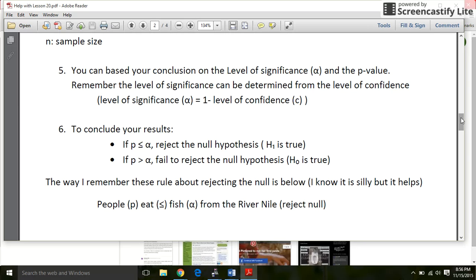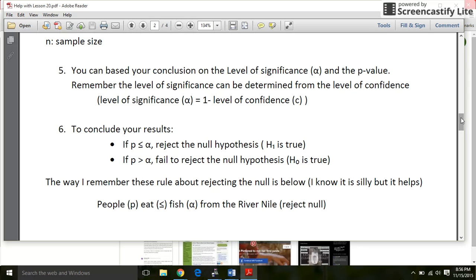If p is less than or equal to alpha, you reject the null hypothesis, which means the alternative is true. If p is greater than alpha, you fail to reject the null hypothesis, and the null is true.